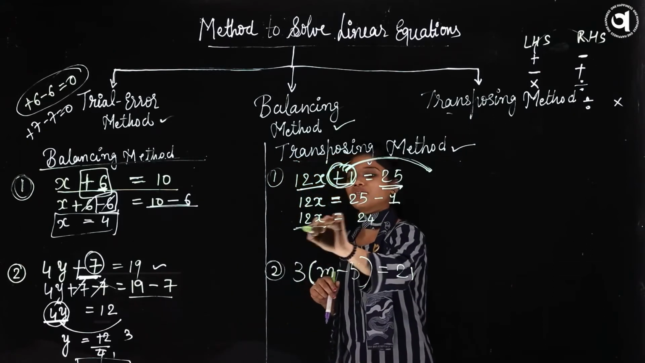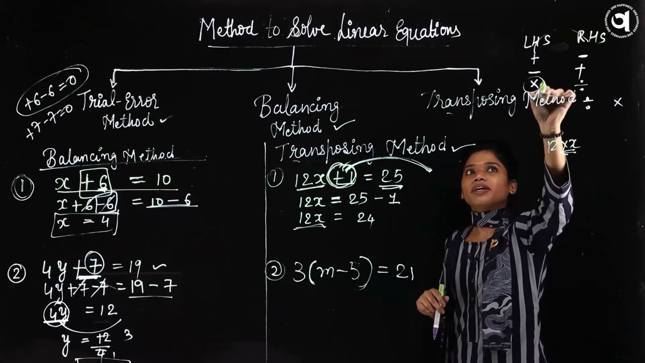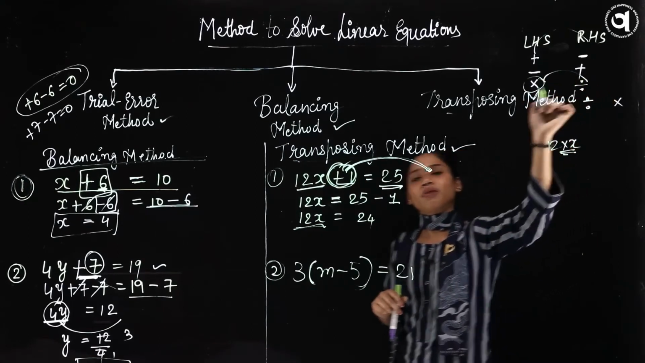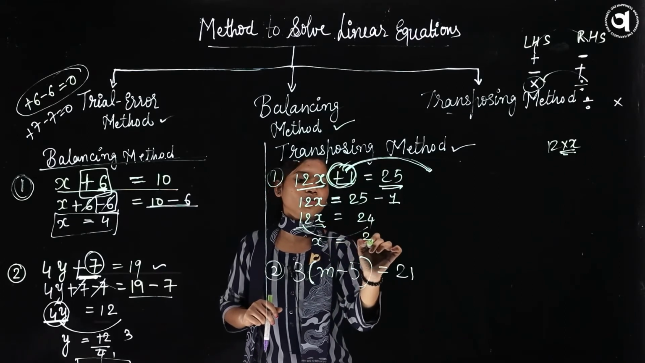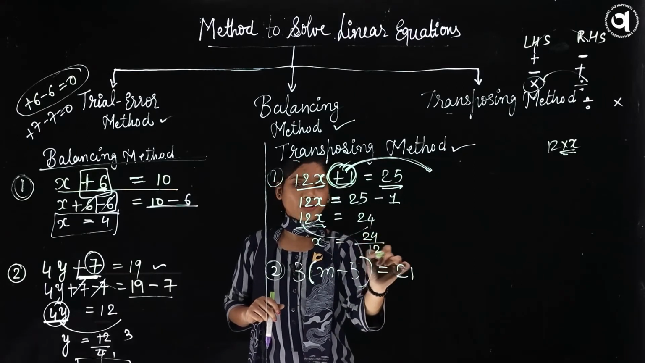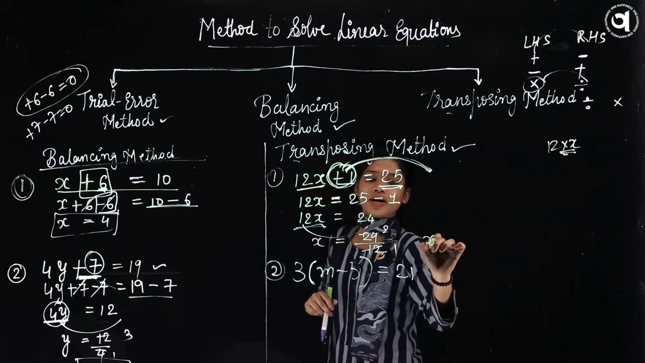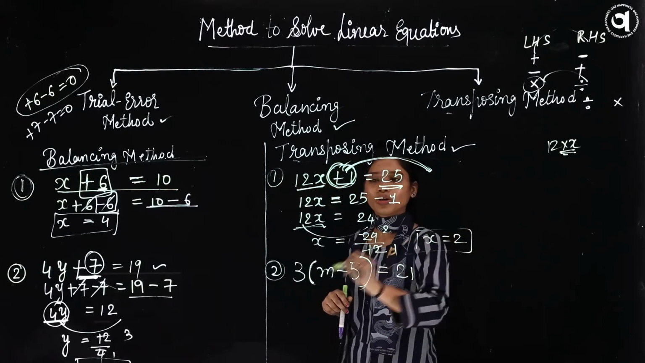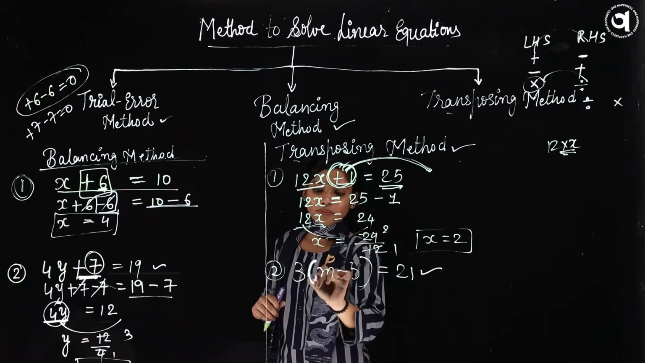Now again it's showing 12x. 12x means that is the multiplication sign. So the multiplication will go to RHS side, and it will become a divide. That means 12 we will take down as a divisor. x is equal to 24 upon 12. So 12 ones are 12 and 12 twos are 24, you will get the value of x, that is x is equal to 2.